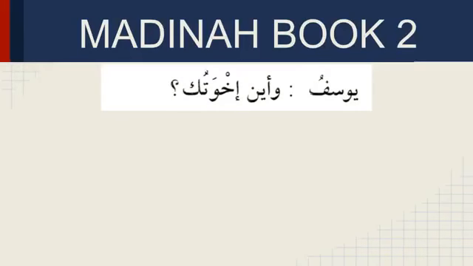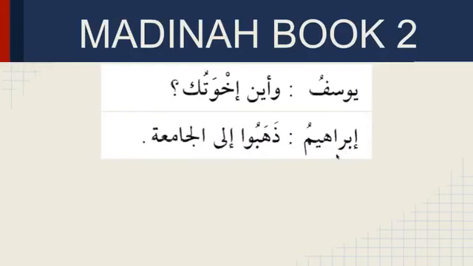So Yusuf says, wa aina ikhwatuka. So now we're getting ikhwatu. Ikhwatu is plural of akhun, brothers. So where are your brothers? So now we again have to use the proper fi'l. So Ibrahim says, dhahabu. So waw represents whom? It goes back to ikhwatu. Here dhahabu is the fi'l and waw is the fa'il. So how do we say they went? Waw represents them. So we say they went ilal jami'ati.